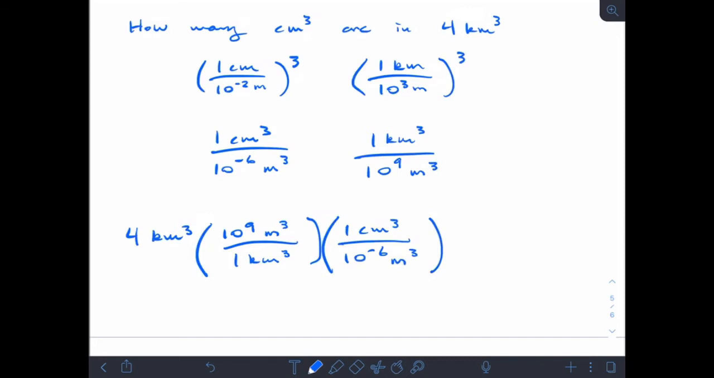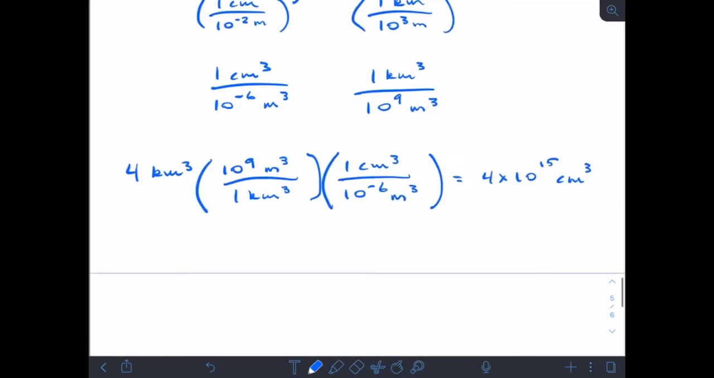And when we calculate that out, we're going to get 4 times 10 to the 15 cubic centimeters. All right, so when I enter that in the calculator, just a quick refresher, anything on the top of a conversion, I multiply. Anything on the bottom of a conversion, I divide. So when I enter this in my calculator, I'm going to say 4 times 10 to the 9 divided by 10 to the minus 6.